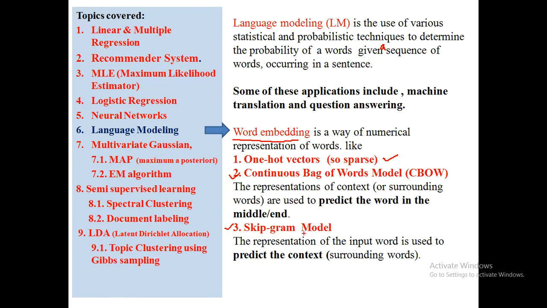Coming to the skip-gram model, it is the reverse of CBOW. Given a representation of an input word, we use it to predict the surrounding context words. Again, the detail is skipped here.